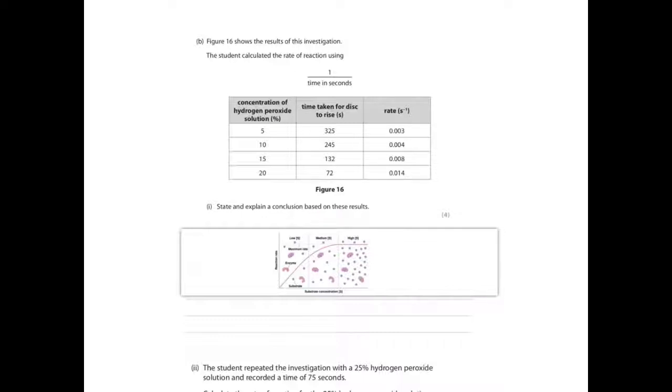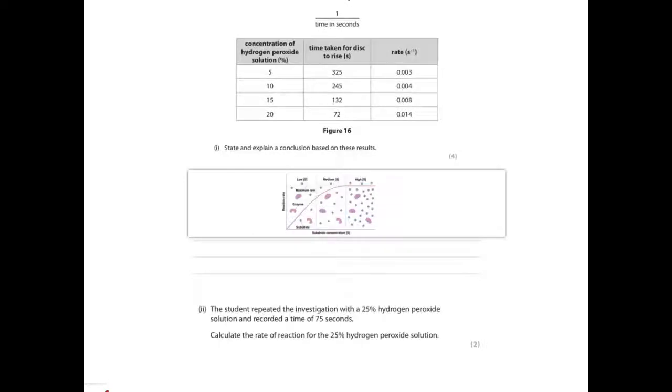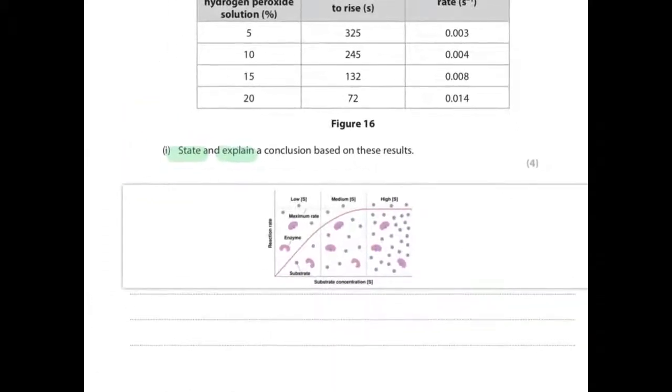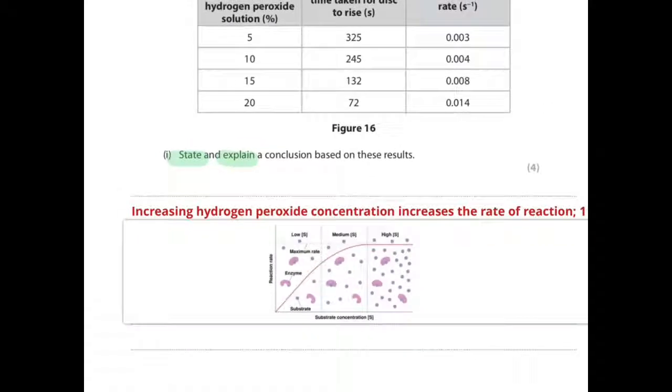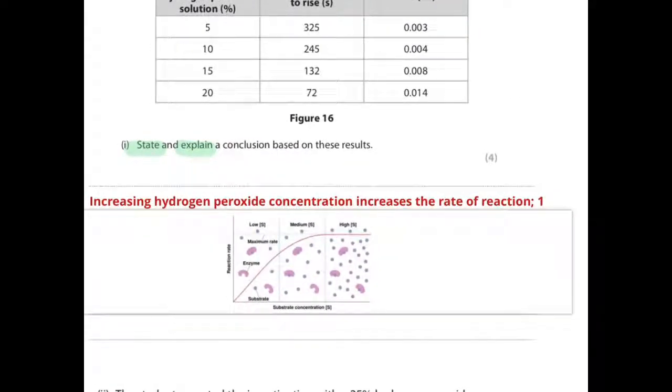So what we're seeing, as the concentration increases, the independent variable, the concentration of the substrate, the time taken for the disc to rise gets lower and lower, and the rate of reaction increases. So in this question, we're being asked to state and explain a conclusion. So what is the conclusion, and justify why you think that. So the obvious conclusion here is that increasing substrate concentration, or hydrogen peroxide solution concentration, will increase the rate of reaction. Increasing hydrogen peroxide concentration increases the rate of reaction, and that's 1 mark.